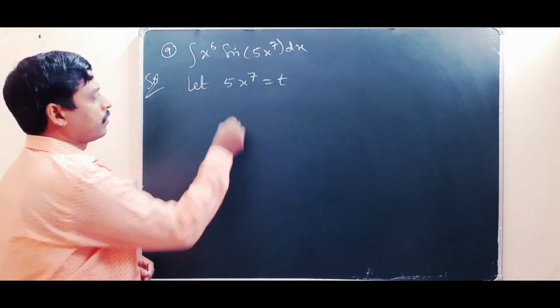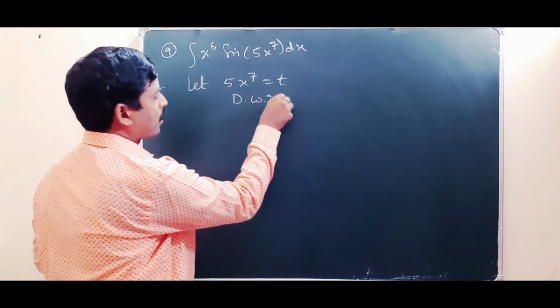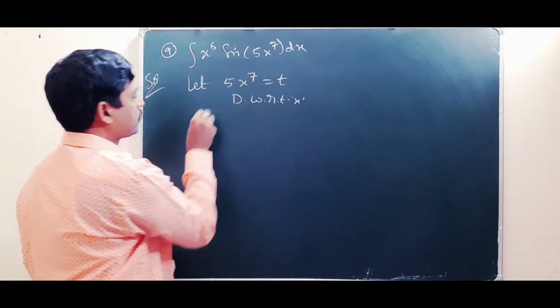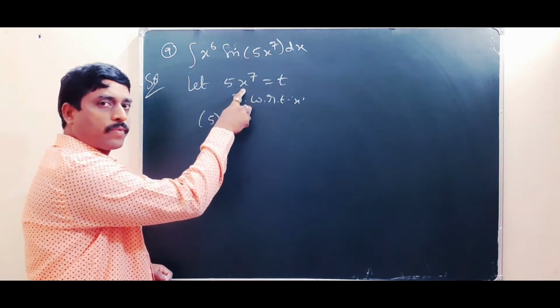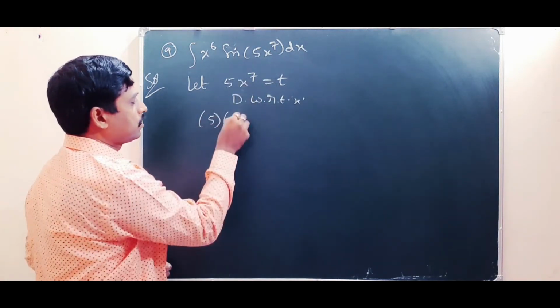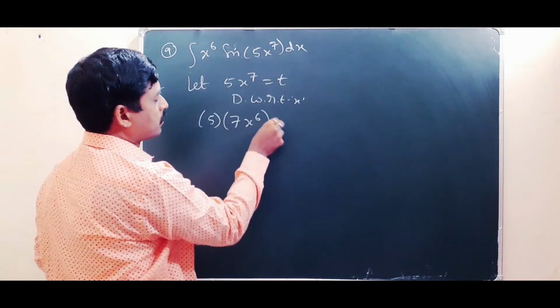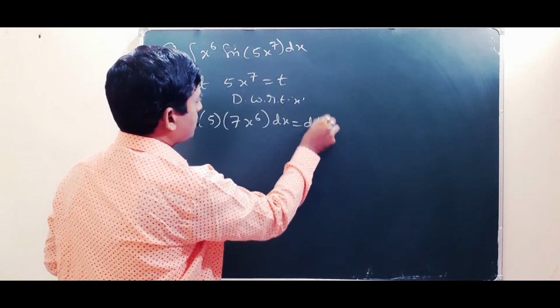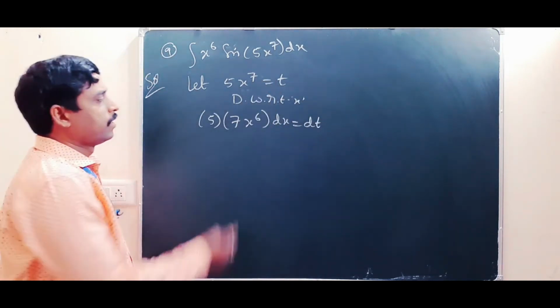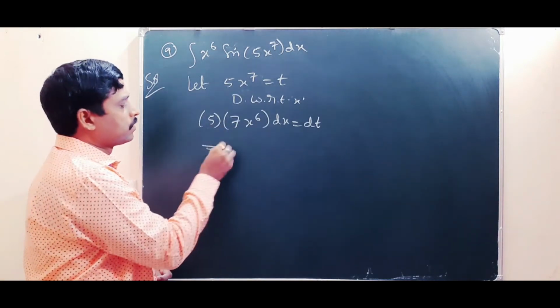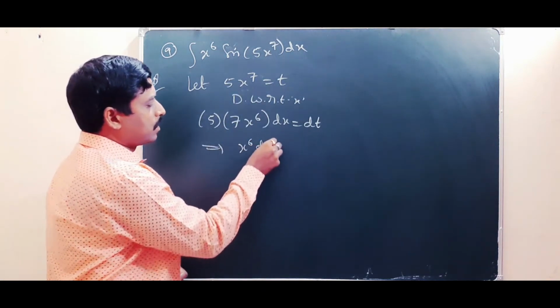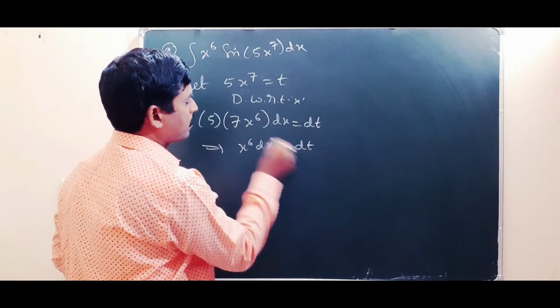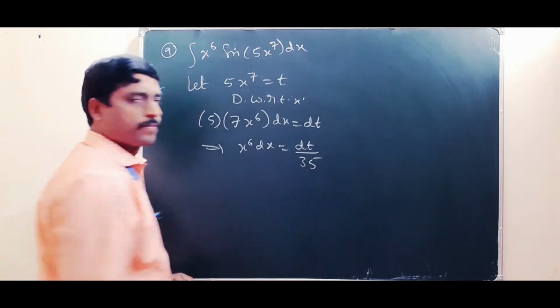Now differentiating on both sides with respect to x: 5 is a constant, and the differentiation of x to the power 7 is 7 into x to the power 6, by using the x to the power n formula. So 5 times 7 is 35, and x to the power 6 dx is equal to dt by 35.